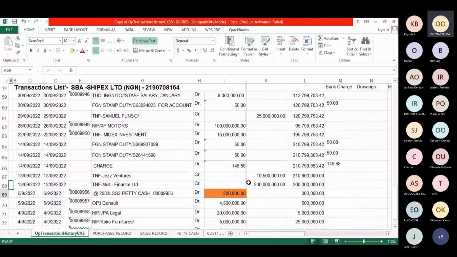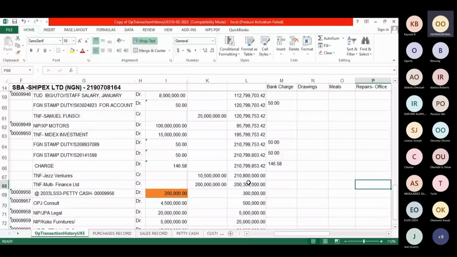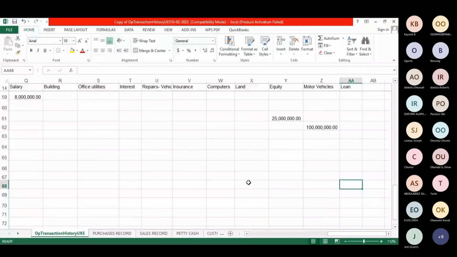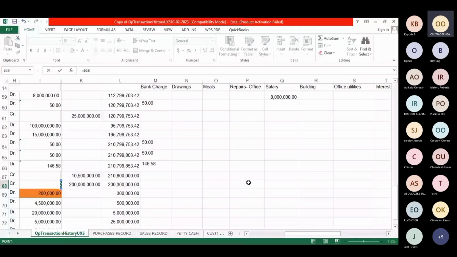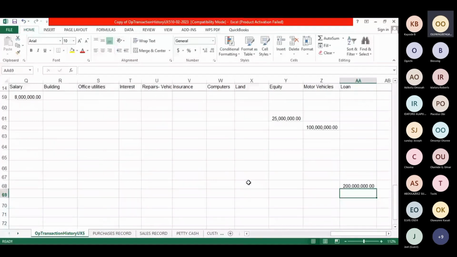So that means the firm too is also financed by debt. At this point, we now have to ask them, what is the condition of the loan? What is the term of the loan? How many years will it take them to pay the loan? And you have to draft a schedule for it.